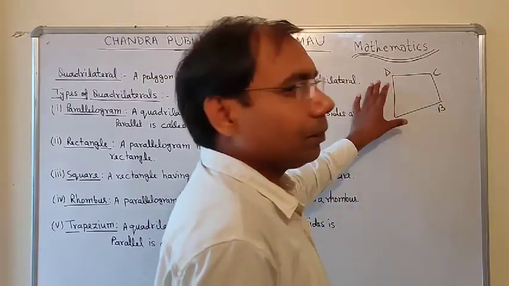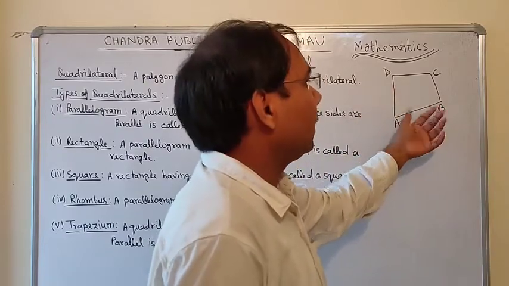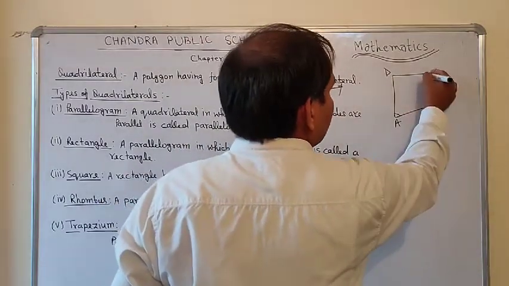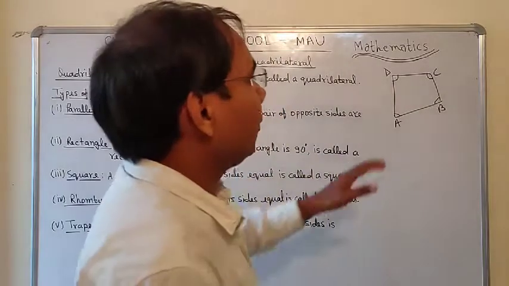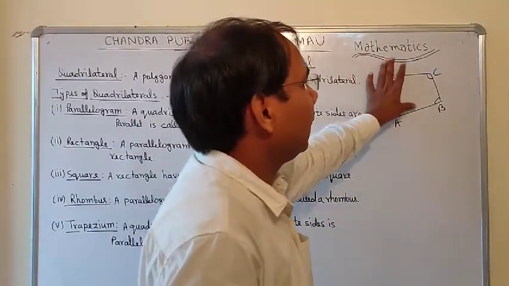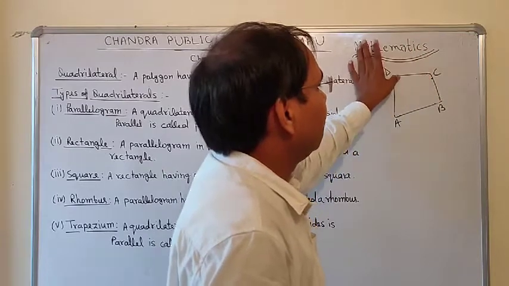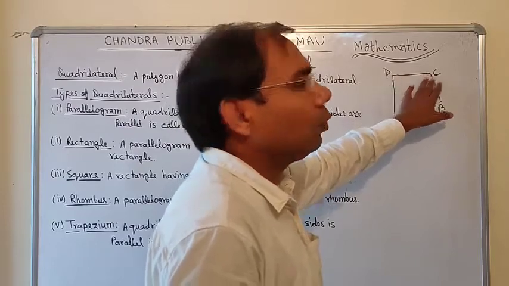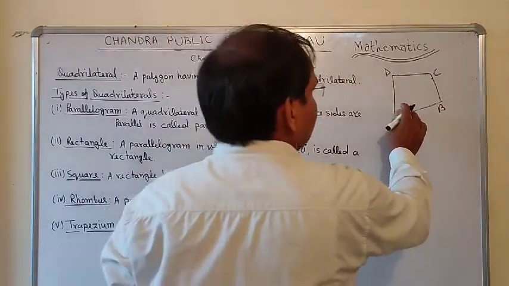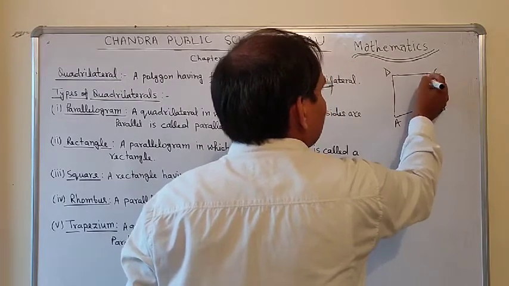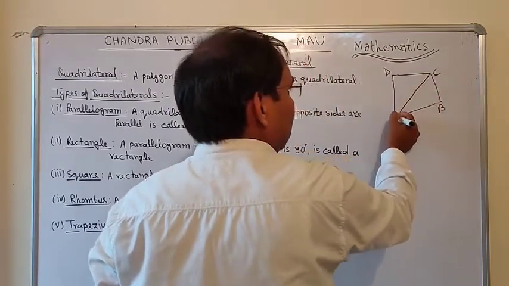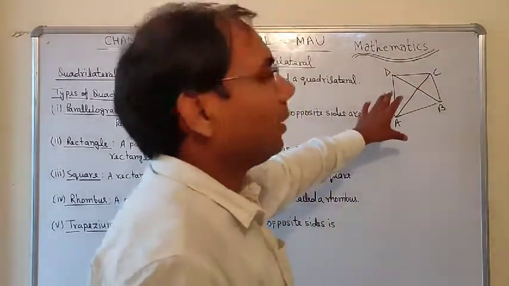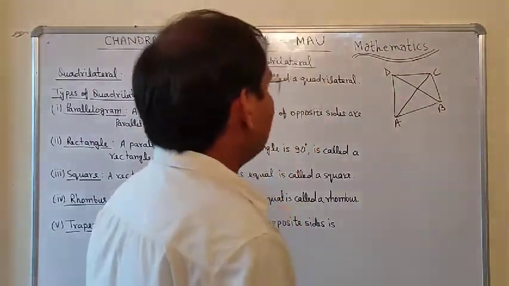Now in the quadrilateral, how many sides do you have? 4 sides. How many angles are there? There are 4 angles: angle A, angle B, angle C and angle D. There are also 4 vertices, A, B, C and D, and there will be 2 diagonals. If I join the opposite vertices, that is called a diagonal. If I join A to C, AC is one diagonal and BD is the second diagonal. So in a quadrilateral you get 2 diagonals. So that is the quadrilateral.